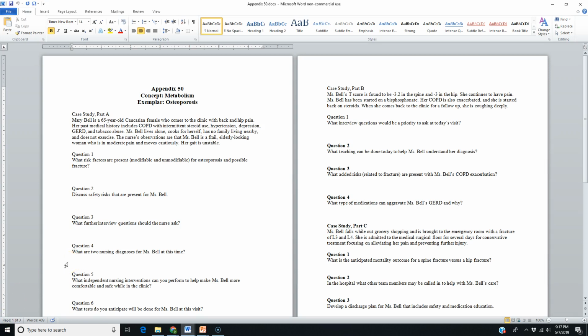So discuss safety risks that are present for Miss Bell. Well, she's got a lot of pain, so that puts her at risk for falls, and she lives alone. She's smoking, and cooking could be unattended. She has a history of depression. She's a frail structure, and it says that she has a very unstable gait. So what further interview questions should you ask?